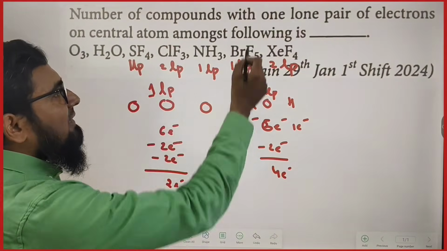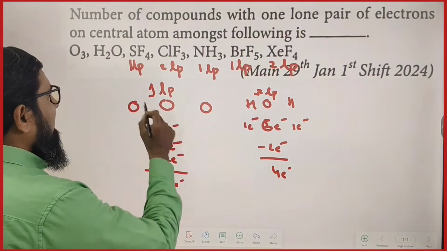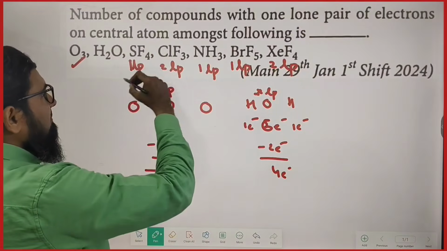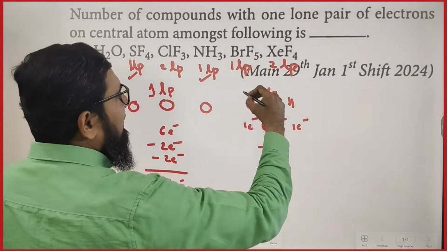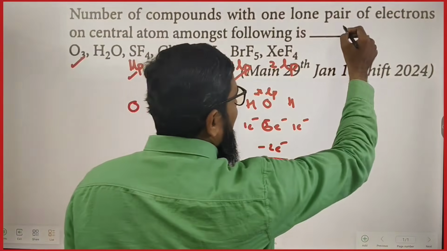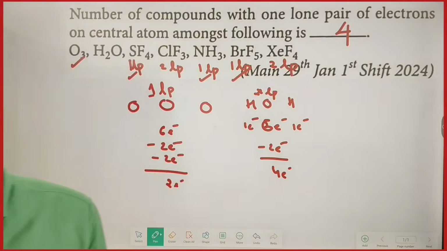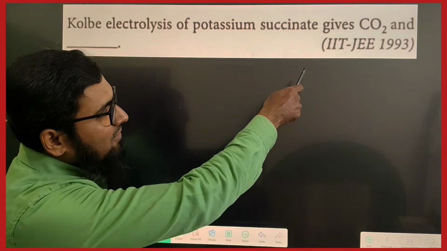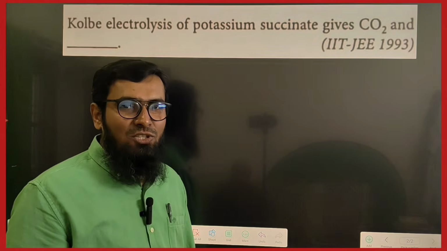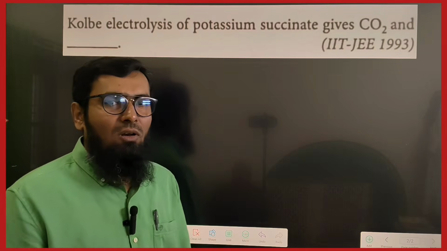So how many compounds are there with one lone pair of electrons? It is ozone, then SF4, NH3, BrF5. So the answer is 4.